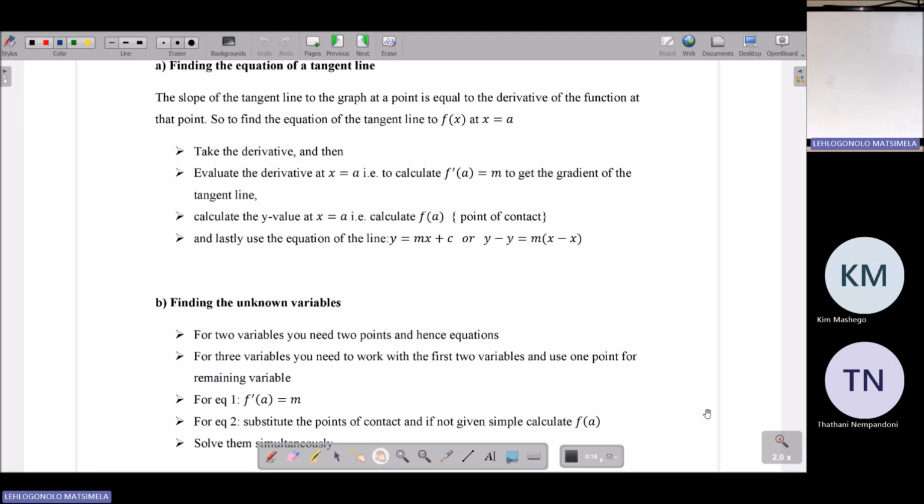Point A says finding the equation of a tangent line. A tangent is a straight line graph, like I was saying. And then how do we find this equation? It means that we find the equation on the drawn graph or on the prescribed graph. What do I mean by the drawn graph or the prescribed graph?